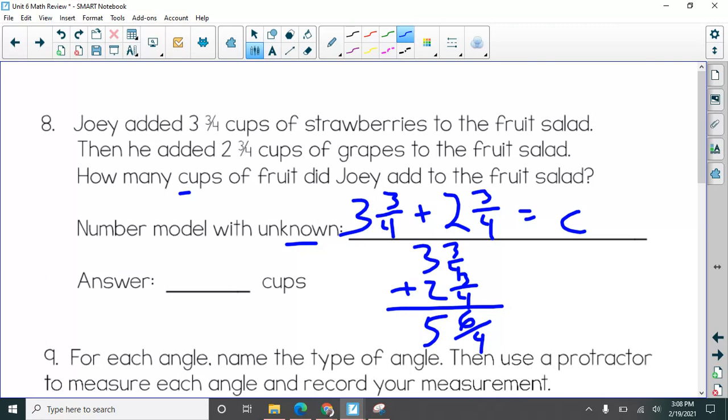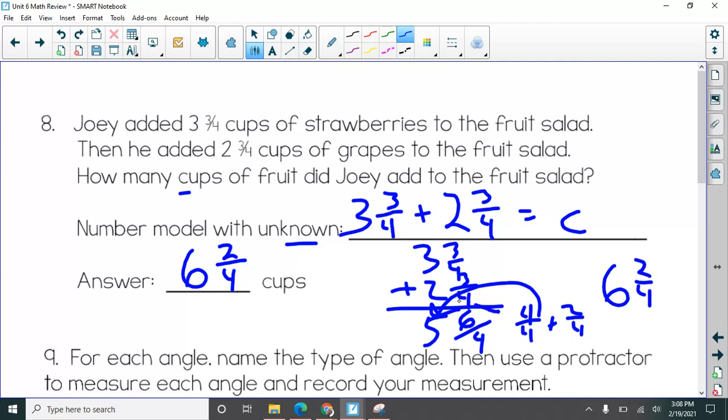The better way, though, is to remember that this 6/4 is equal to 4/4 plus 2/4. And so we can give this whole over here to end up with 6 2/4, or even better, 6 1/2. Okay, 6 2/4 cups. Like I said, if you put this, I'm going to count it right, but we've got a little bit better answer there.